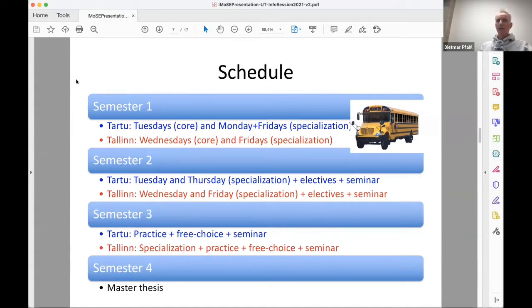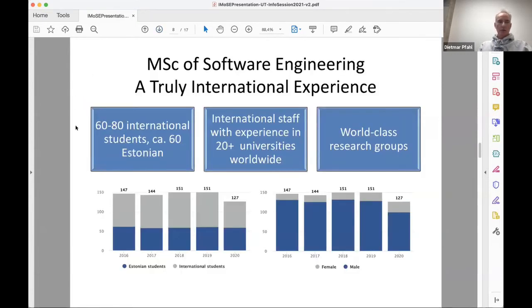This situation relaxes, of course, usually after the first semester, because then you make up your mind which specialization you take, and you will be either mainly in Tartu or mainly in Tallinn anyways. And then this traveling back and forth is no longer necessary. So I think that is already the most important differences to the computer science program.